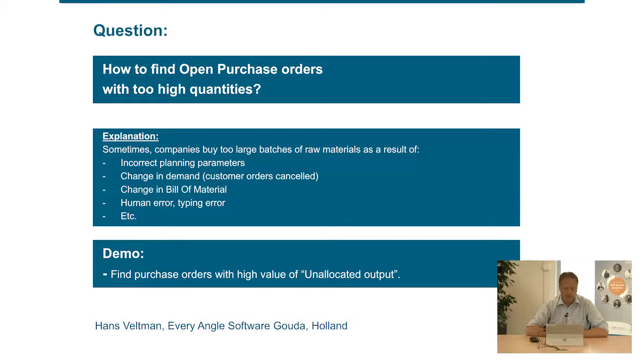What I would like to demo is how you can find purchase orders with too high value of the unallocated output. So what Every Angle does is it tries to allocate all the materials that come in to consuming orders. And if there's too high a gap, then it will call it a value of unallocated output. Let's go to the system to show you how you can do that.